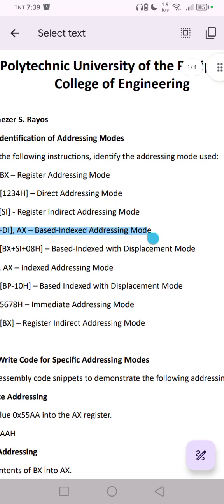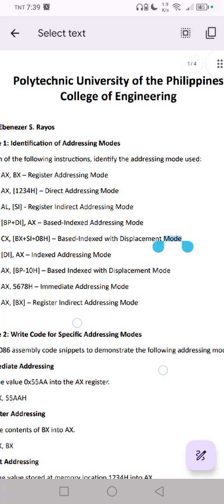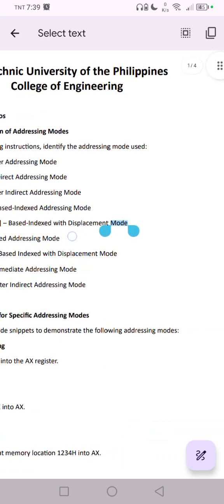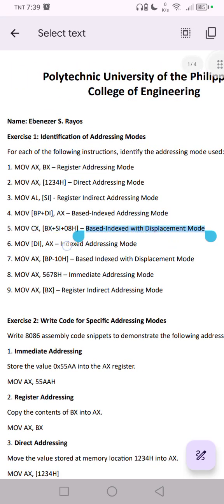The number 5, MOV CX, [BX+SI+08H], is similar to the previous mode but includes an additional constant displacement. This allows for more complex addressing scenarios such as accessing elements in an array with an offset.